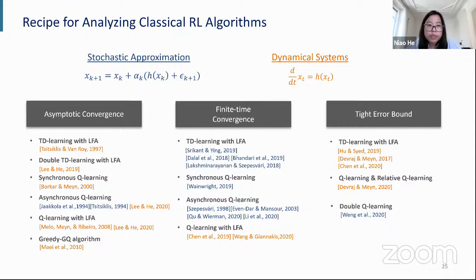There are also many recent theoretical developments and many different variations of Q-learning algorithms and TD learning algorithms. Here the orange references highlight those that use this continuous time dynamic system perspective, and the blue references are those that use stochastic approximation arguments. Later in this talk, I'm going to give you some examples, very recent results that use either of these approaches, so that you can have a better flavor of the technicalities of different proof techniques.